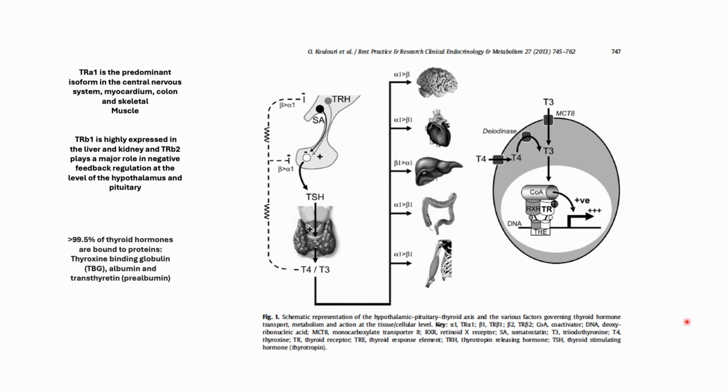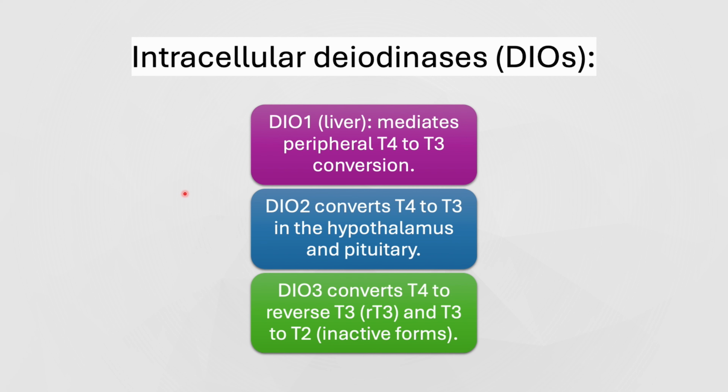The thyroid hormones are also regulated at the pre-receptor level by a group of enzymes called deiodinases. Deiodinase 1 mediates the preferred conversion of T4 to T3, whilst deiodinase 2 converts T4 to T3 in the hypothalamus and the pituitary gland. And finally, deiodinase 3, which converts T4 to reverse T3 and T3 to T2, with reverse T3 and T2 being the inactive forms of thyroid hormones.